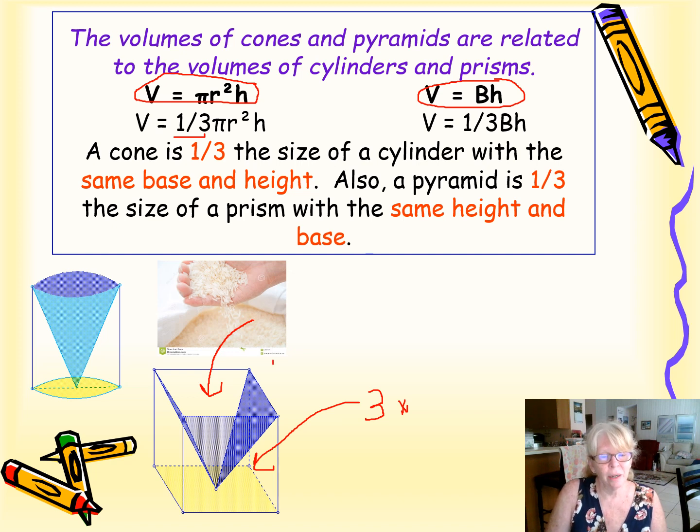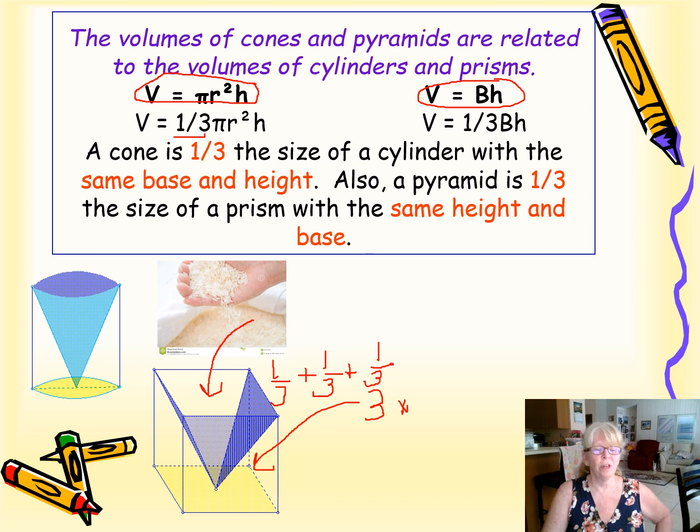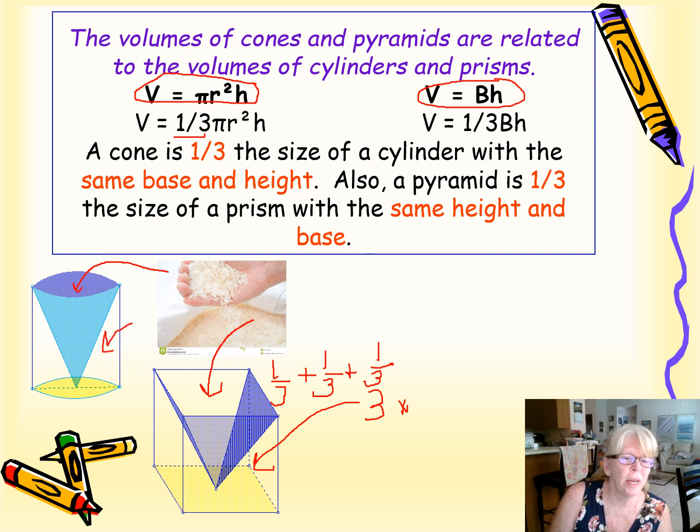So that means one of them and one more of them and one more of them will fill up the cube. So the square pyramid is 1/3 of the cube. And it's the same thing here. If we were in the classroom, we would fill up the cone. We would pour 3 cones into there. So the cone is also 1/3. So hopefully that helps you understand that formula. It always helped me to remember it. Okay.